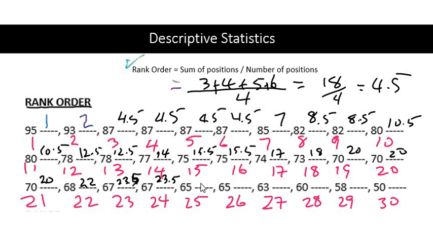65 repeated twice, so it'll be 25.5. 63 not repeating, so it'll be 27. 60 not repeating, so it'll be 28. 58 not repeating, 29, and 50 not repeating, so it'll be 30. And so as you can see, that is not too hard.